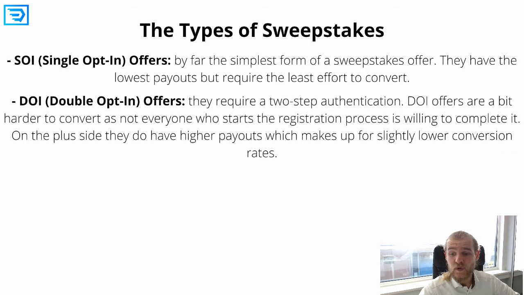They require a two-step authentication. Double opt-in offers are a bit harder to convert as not everyone who starts the registration process is willing to complete it. So they might take the first step, but maybe they won't take the second step, right? On the plus side, they do have higher payouts, which makes up for the slightly lower conversion rates.